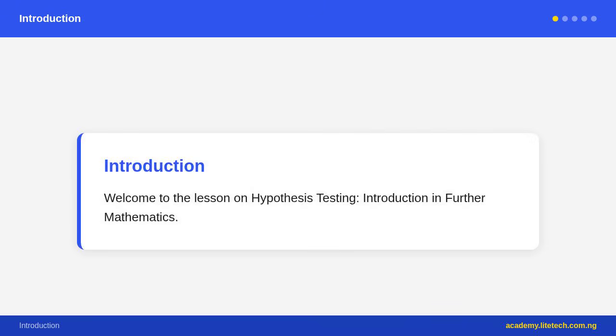Hypothesis testing is a formal statistical procedure for making decisions about populations based on sample data. It is the backbone of scientific experimentation, quality control, medical trials, and social research. By the end of this lesson, you will define null and alternative hypotheses, explain type 1 and type 2 errors, perform one-sample z-test and t-test, interpret p-values and critical regions, and answer WAEC Further Mathematics examination questions.